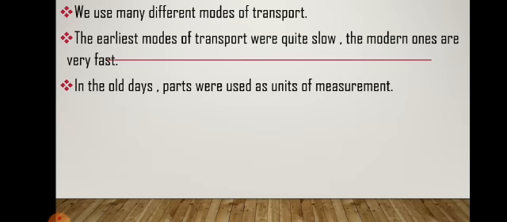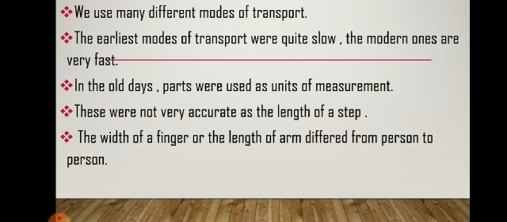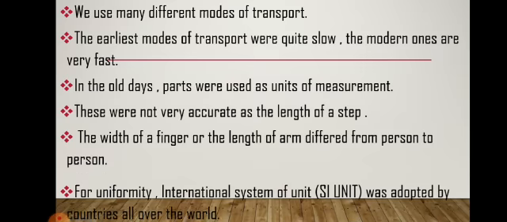In the olden days, body parts were used as units of measurement, such as the length of a step. We have seen before also that as we are using body parts, different persons' body part lengths will be different, so we will not get accurate measurement. The width of a finger or the length of an arm differs from person to person.